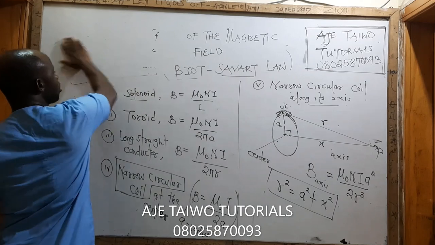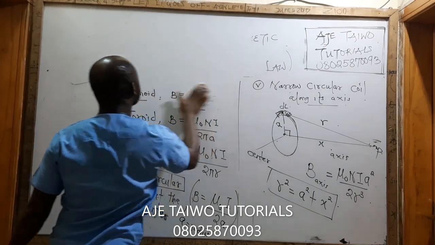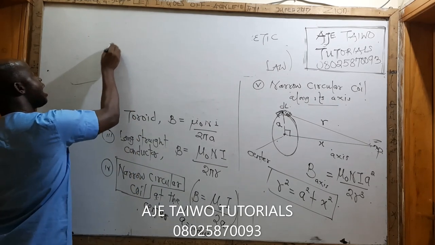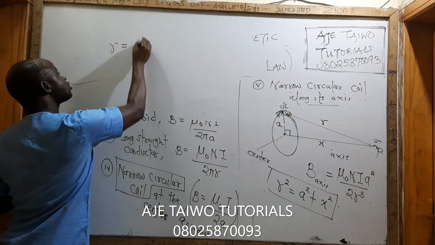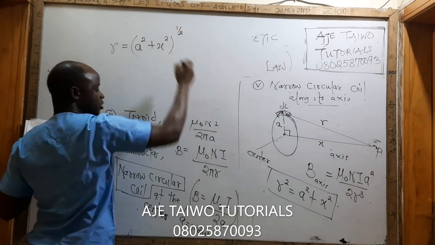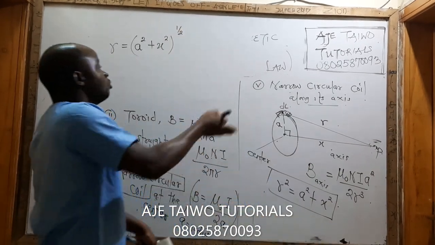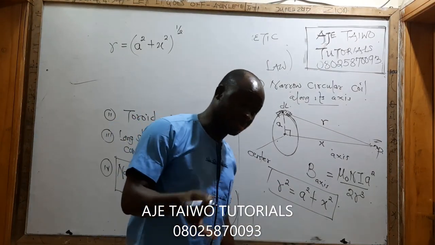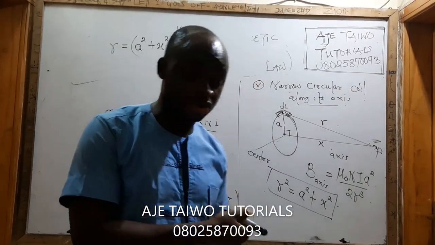and do some more rubbish from here. We can say that R is A squared plus X squared raised to what? Half. When the square goes there, it becomes square root. What that means is that I'm just finding the square root of this.